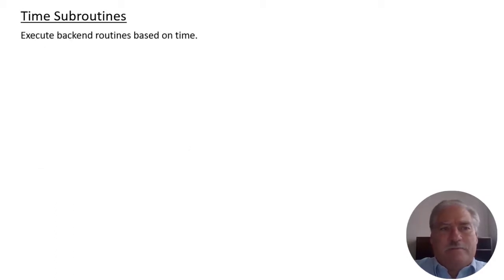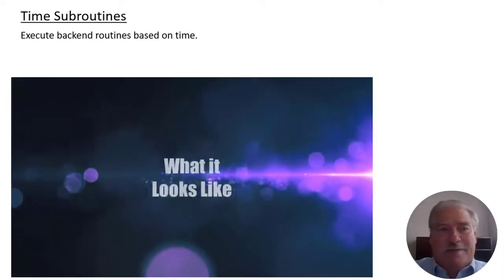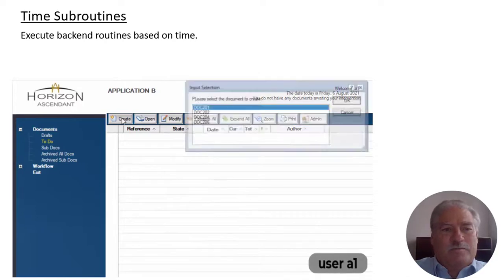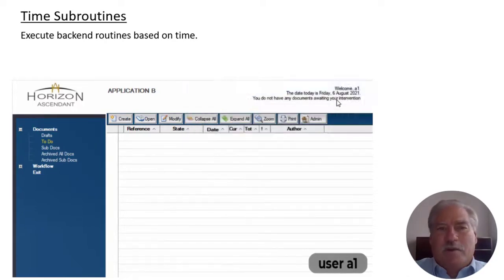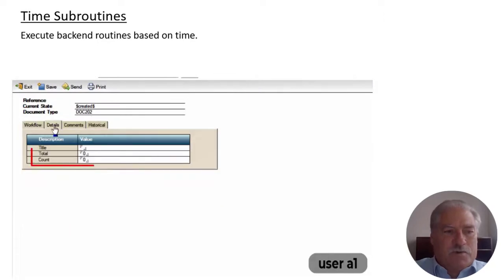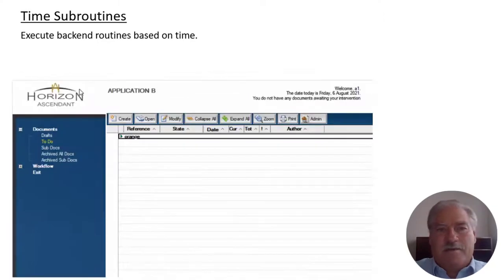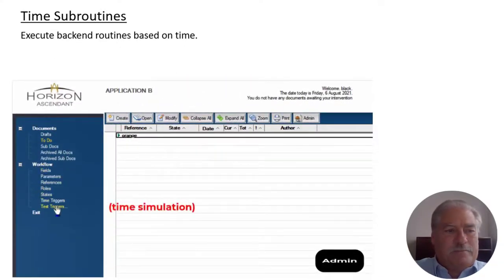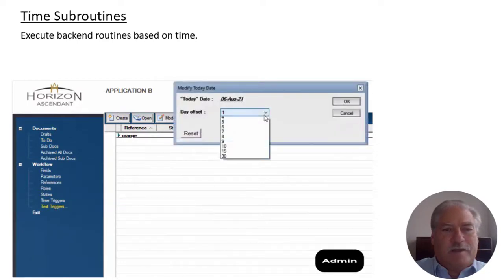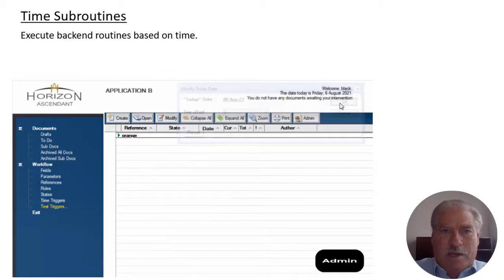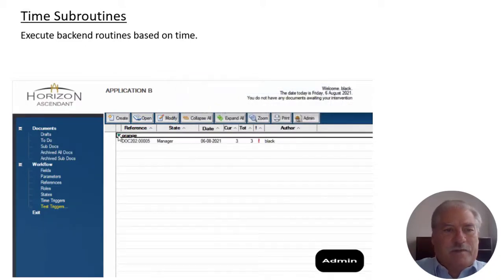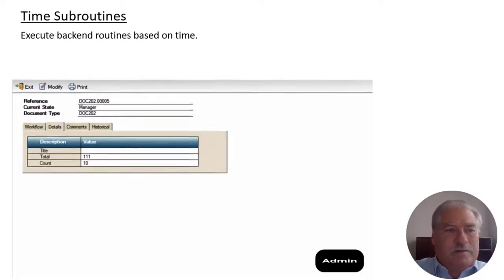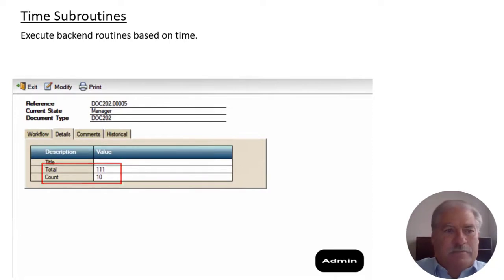So the first one we'll be looking at, time subroutines. As you can guess, they're executed based on time. So we'll send a document into the process just to show you that these fields are initialized at 0. We'll be updating them. So this is our time simulation capability in Workflow Ascendant. So we've advanced into the alert period. You can see here the fields have been updated.